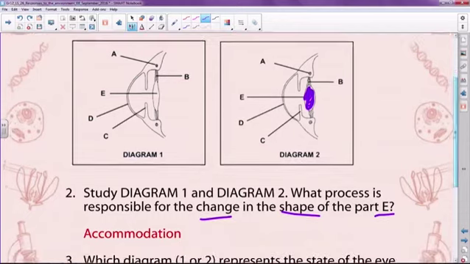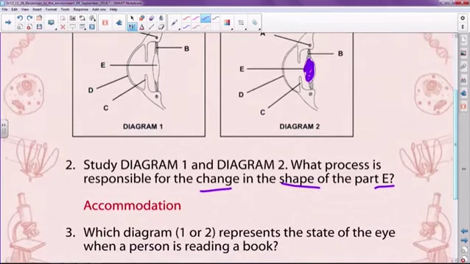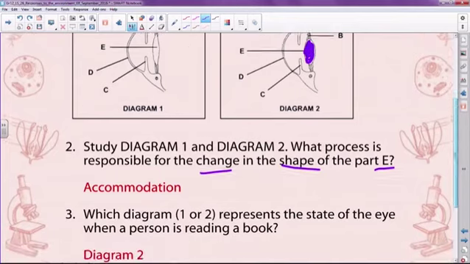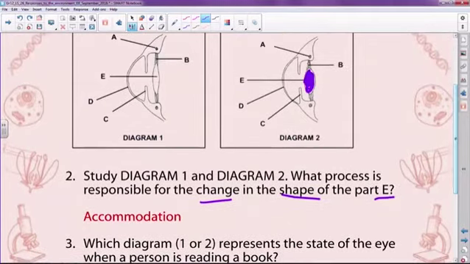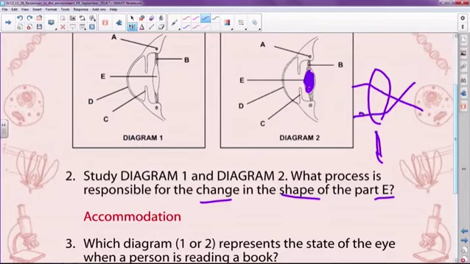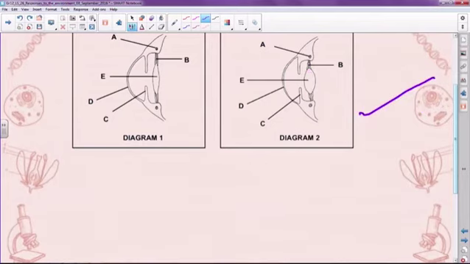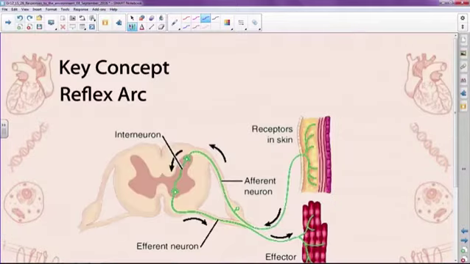Now the next question was, which diagram, 1 or 2, represents the shape of your eye lens when a person is reading a book? Nice and thick, which means it is diagram 2. The thicker it is, the more it bends, because if I had a look at something that thick and something that thick, you've got more chance to bend. More chance to bend. This should start bending sooner. I'm going back.